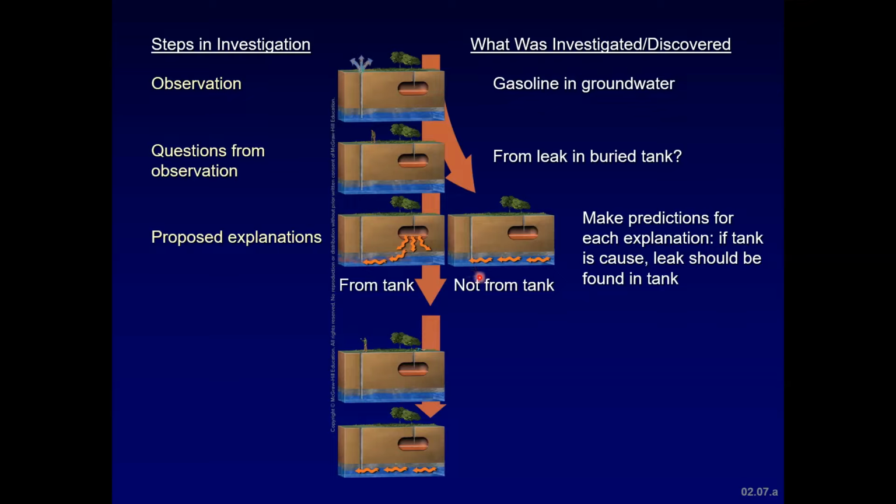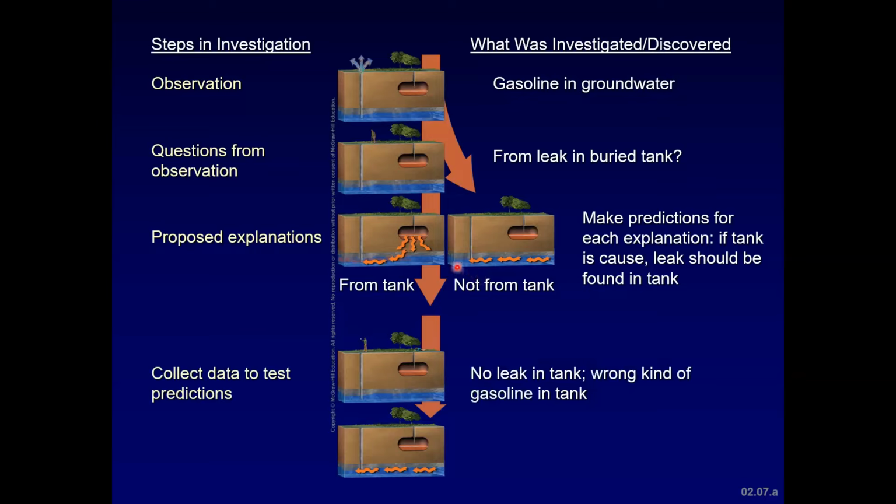If the tank is the cause, the leak should be found in the tank. You can collect data to test your prediction. If there's no leak in the tank, or if the gasoline in the tank is different from what you find in groundwater, it's probably not the tank. You can conclude then that contamination came from elsewhere. That is like an environmental investigation that uses knowledge of geology to figure out what's going on.